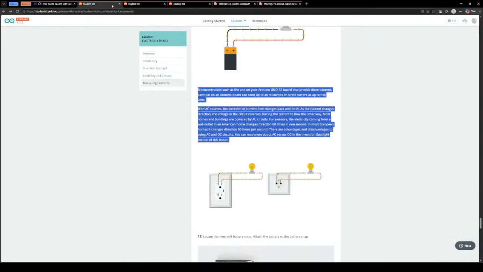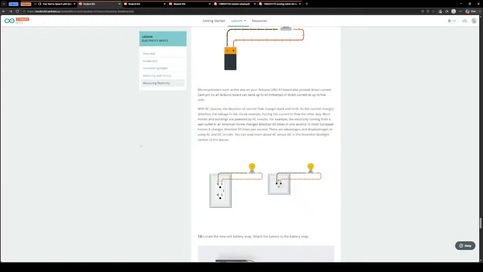Microcontrollers such as the one on your Arduino Uno R3 board also provide direct current. Each pin on an Arduino board can send up to 40 milliamps of direct current at up to 5 volts. With AC sources, the direction of current flow changes back and forth. As the current changes direction, the voltage in the circuit reverses, forcing the current to flow the other way.